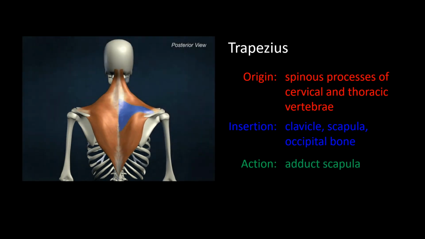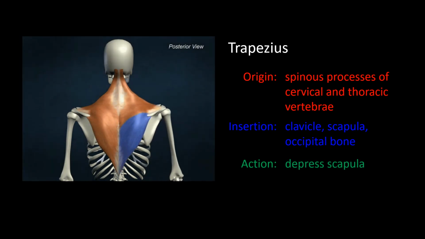The medial portion of the trapezius has one major action, and that is to adduct the scapula. So as you can see, it's bringing the scapula back towards the midline of the body. So this is the medial portion of the trapezius. The inferior fibers of the trapezius basically act to depress the scapula after it has been elevated. So you'll see first the elevation. Okay, so there's the depression.